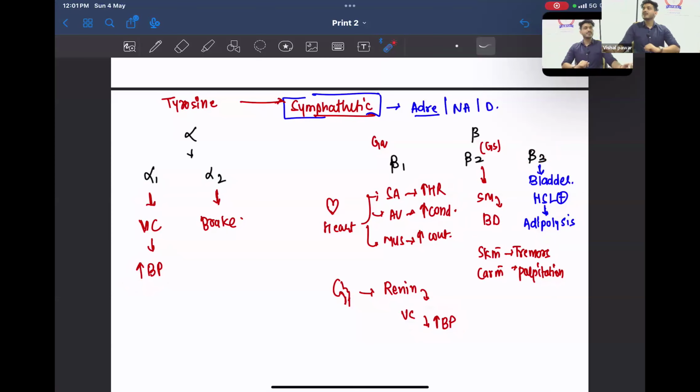Let me give you one more example. Let's say we are sitting here. Everyone is sitting in the parasympathetic mode right now.